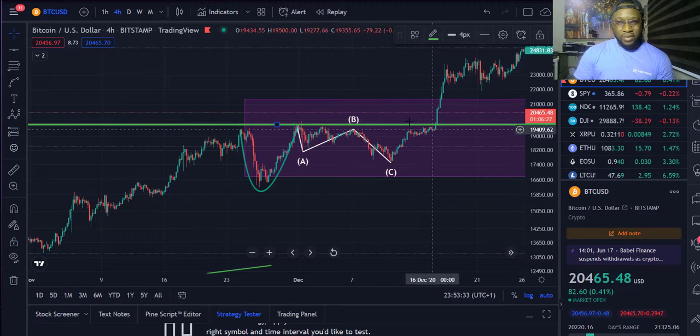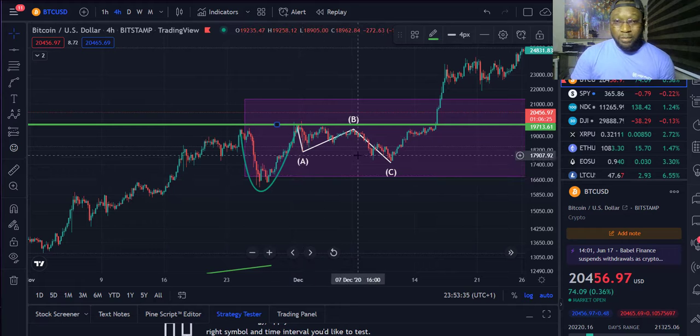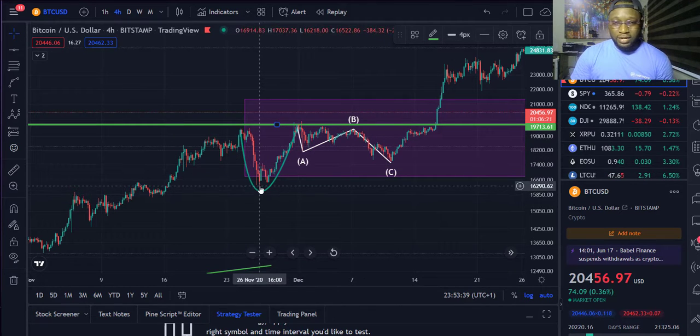Now this is what I want to explain. The best place to buy is at this support, buying here or buying here. These are the best places to buy.